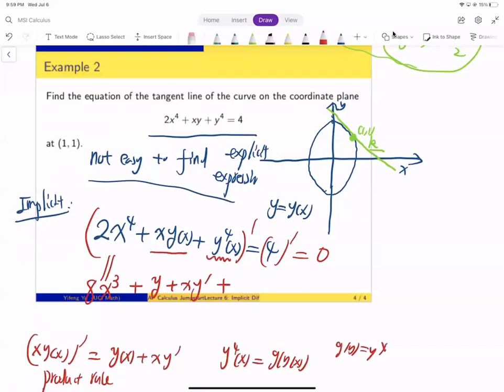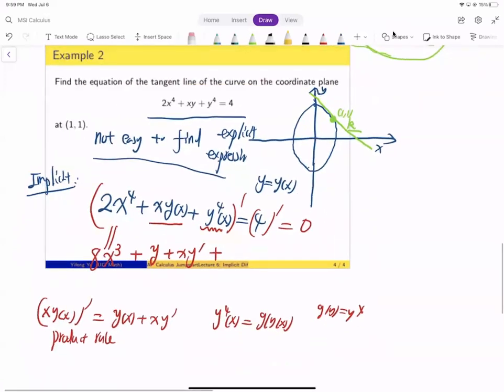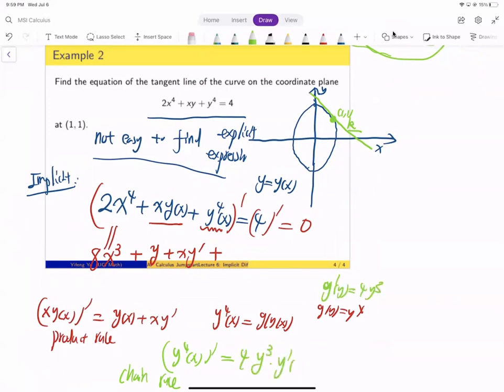Now if you do the derivative by the chain rule, g prime(y) is 4 y cubed, so this is 4 y cubed times y prime(x). So we put that together: y plus x y prime plus 4 y cubed y prime, and this equals 0. Now let's plug everything in.